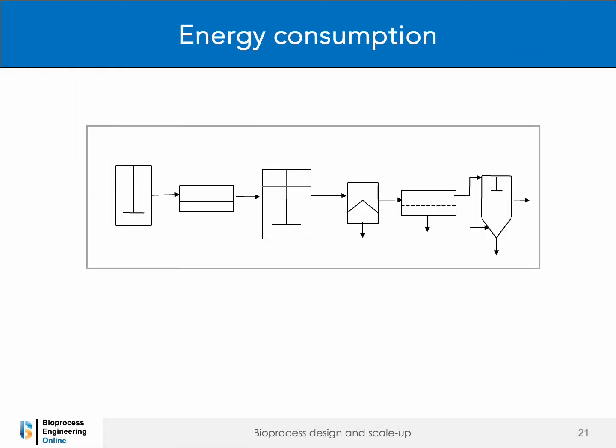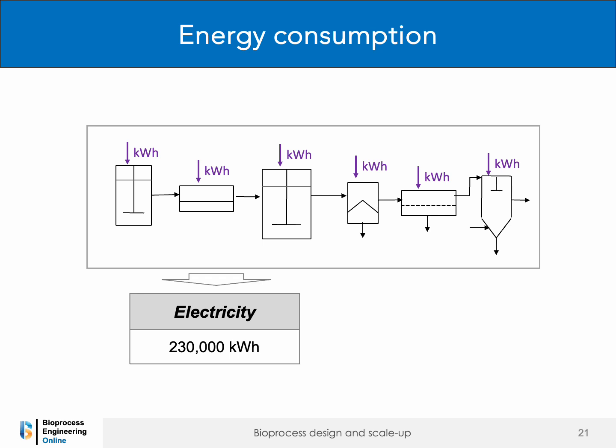The operation of the process equipment necessitates two distinct forms of energy. First, electricity is consumed across all unit operations, particularly for tank agitation and fluid pumping. The electricity consumption for the entire enzyme production process amounts to 230,000 kilowatt hours annually.